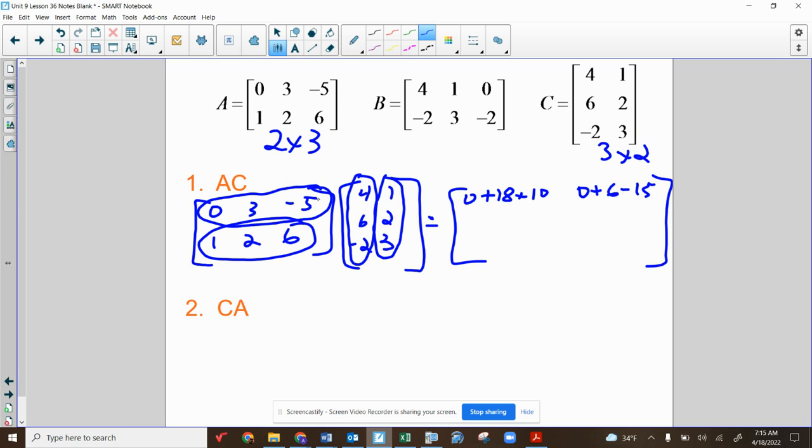I'm going to go to the next row because I used that row with both columns. So because I'm going down to the next row, I'm going to go down to the next row here. Repeat the process. These three numbers times these three numbers. So 1 times 4, 2 times 6, 6 times negative 2. Go over to the next column. 1 times 1, 2 times 2, 6 times 3. And then just add the answers together. So you'll get 28, negative 9, 4, 23.